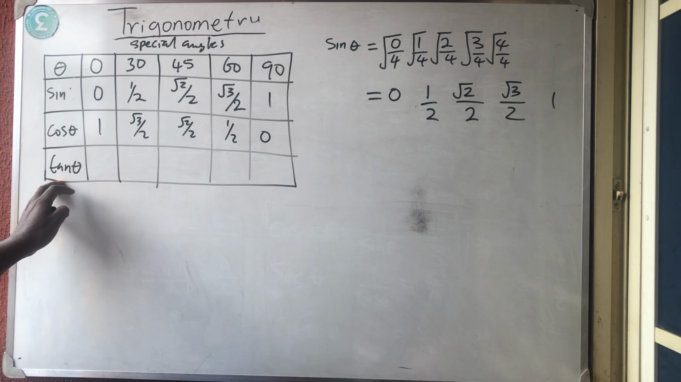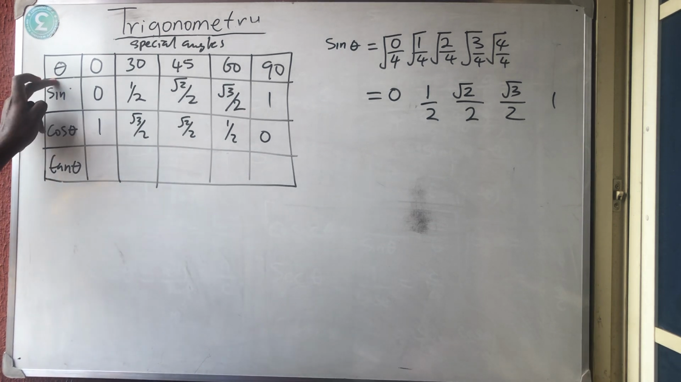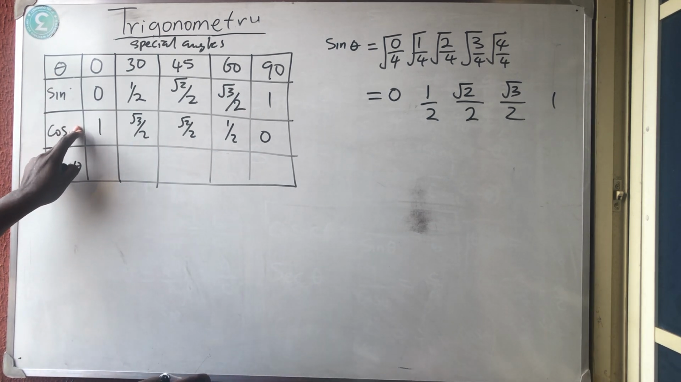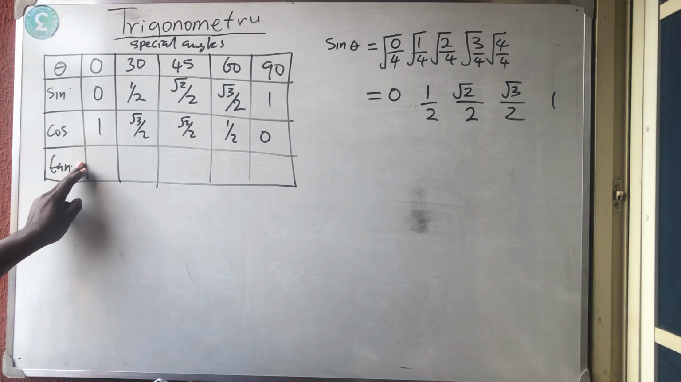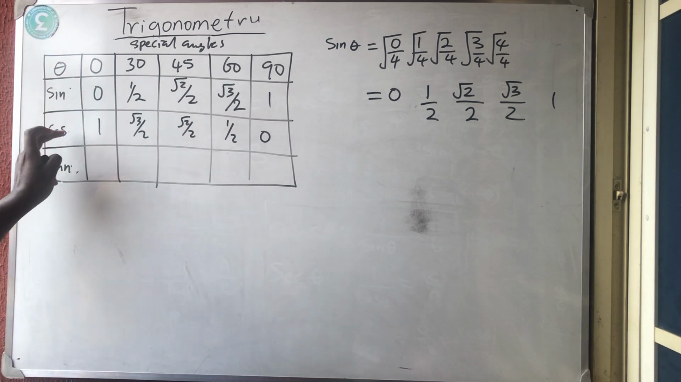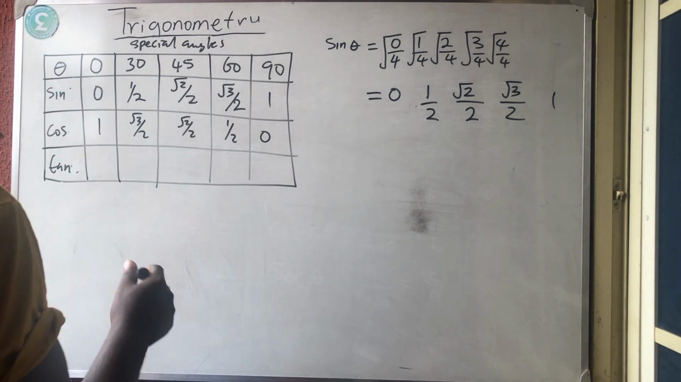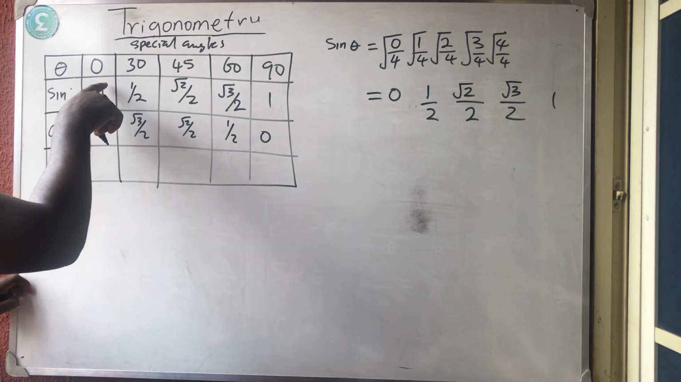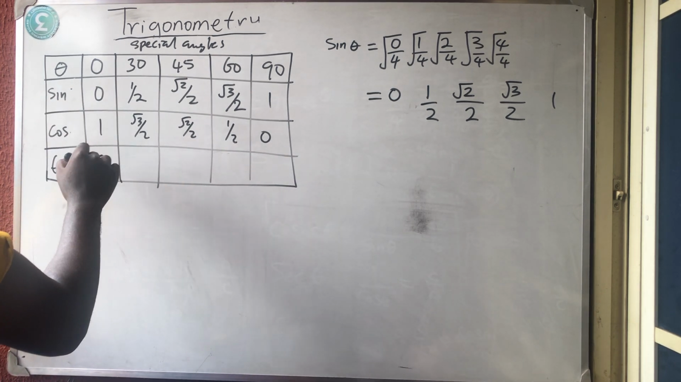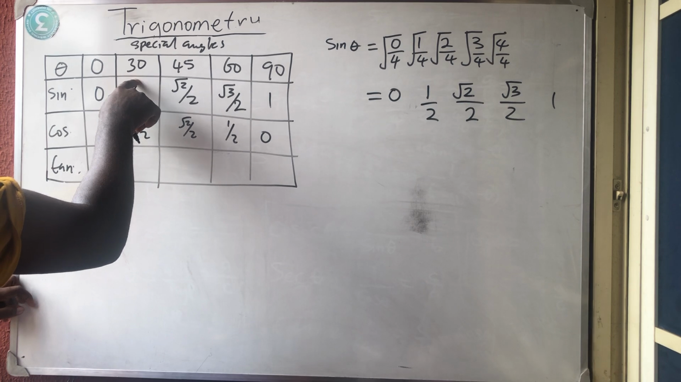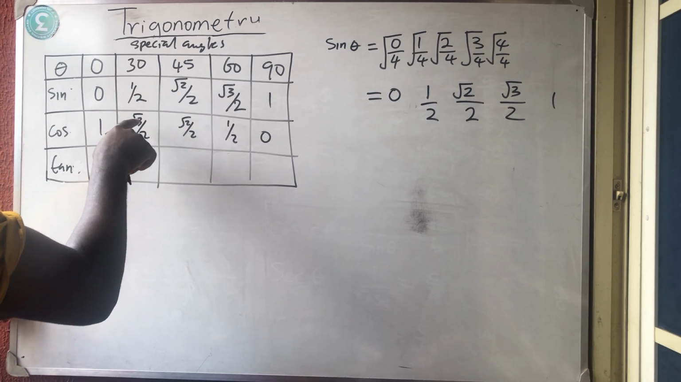Now, how do you get the tan? Know that tan simply means sine divided by cos. I don't need to put another theta here since I have theta. So it means sine theta, cos theta, and tan theta. So tan means this divided by this. So 0 divided by any number is 0. Then 1 over 2 divided by root 3 over 2.